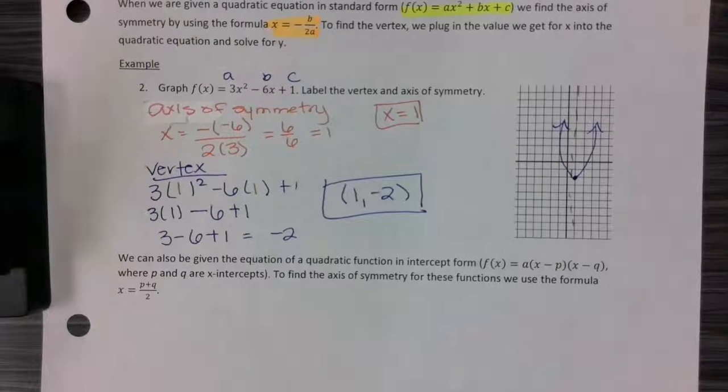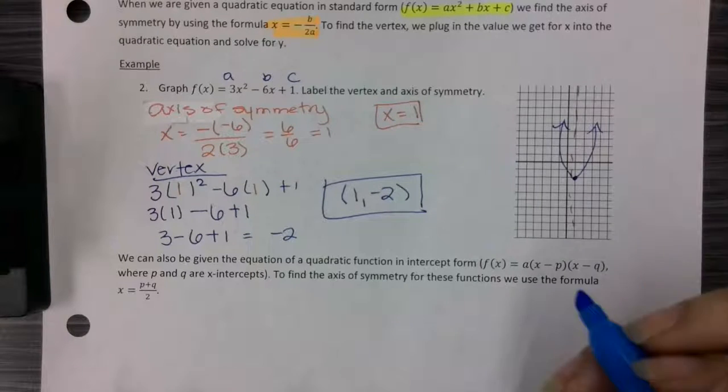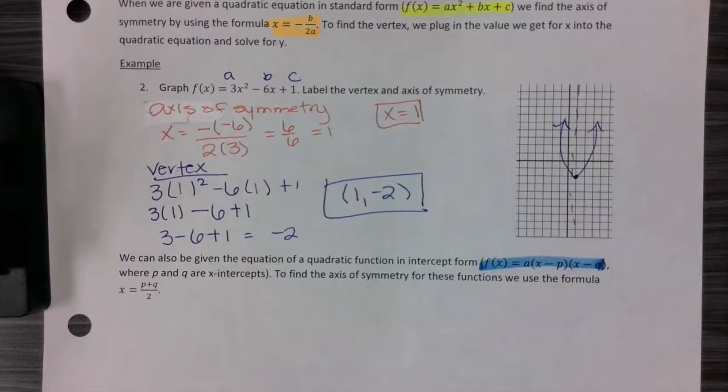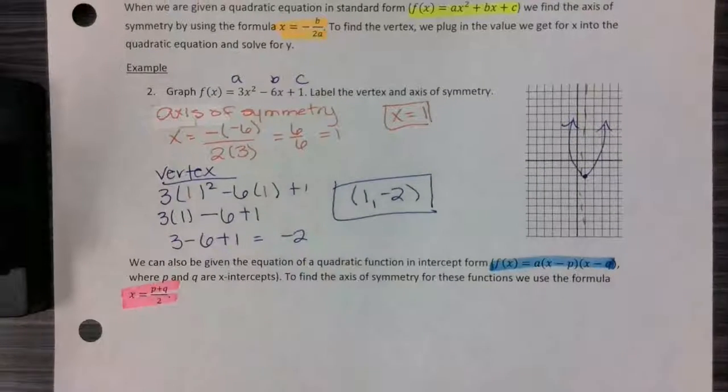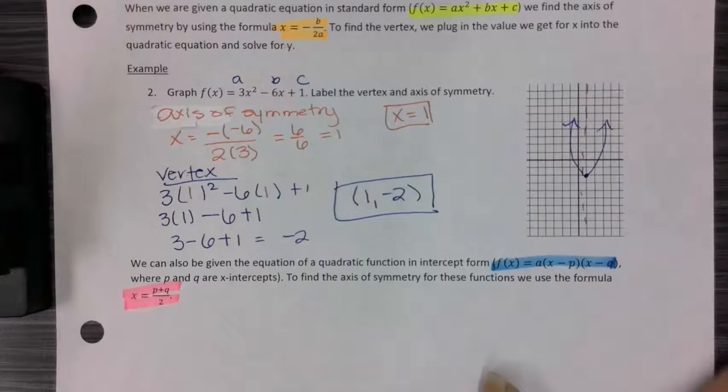Okay. Then there's another form called intercept form, where it tells me my zeros, where it crosses the x-axis, in the form it's in. And if I want to find my axis of symmetry, this is the equation I want to use. Can I move on to the back?